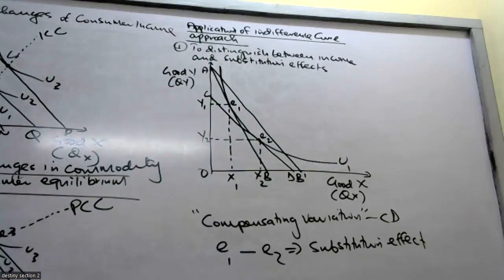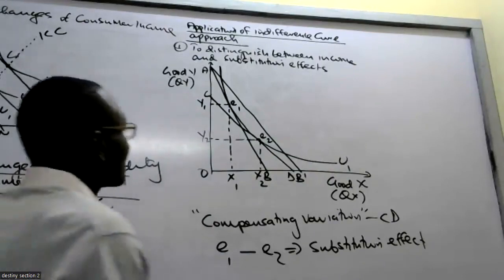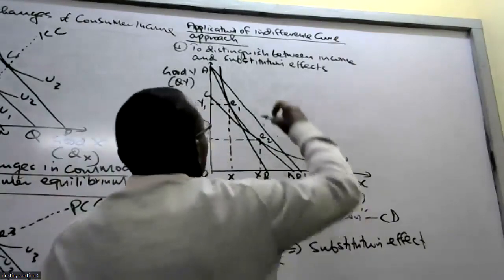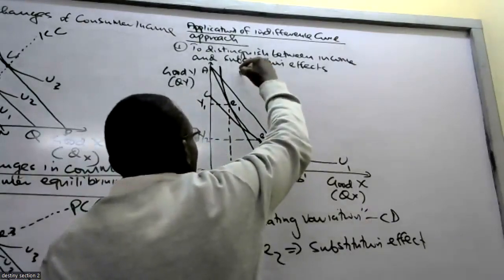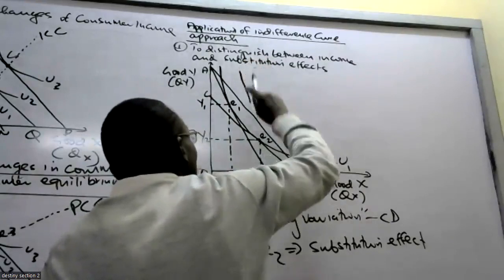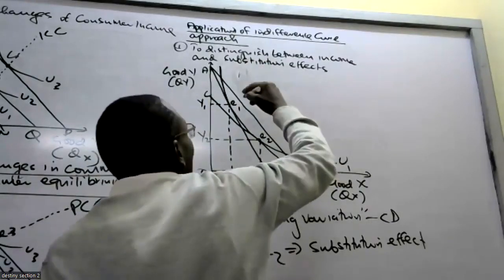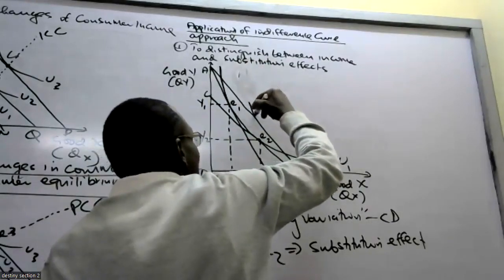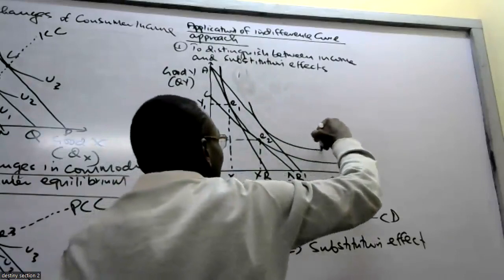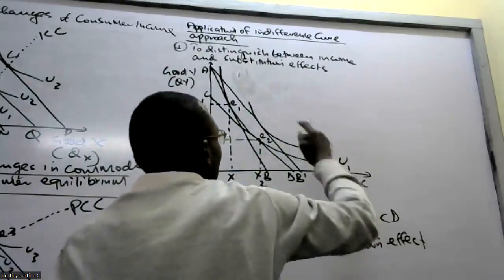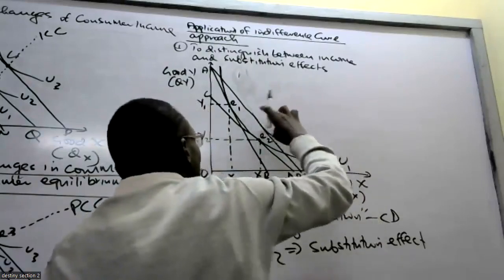How about the income effect? In the income effect, you must assume that now the consumer is able to move to a higher level. So let me introduce a higher indifference curve. So introduce another curve here, another curve that touches. This is U1, U2.